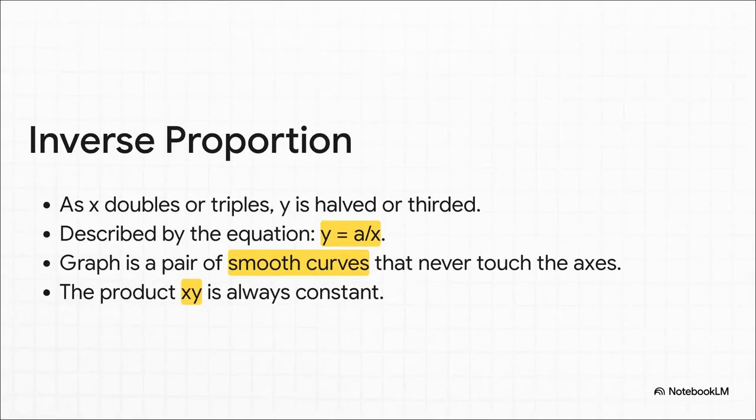Okay, now for the other side of the coin, inverse proportion. This is the seesaw relationship. If you double x, y gets cut in half. If you triple x, y shrinks to 1/3 of what it was. And its graph isn't a straight line at all. It's this beautiful sweeping curve that gets closer and closer to the axes. But, and this is the cool part, it never actually touches them.